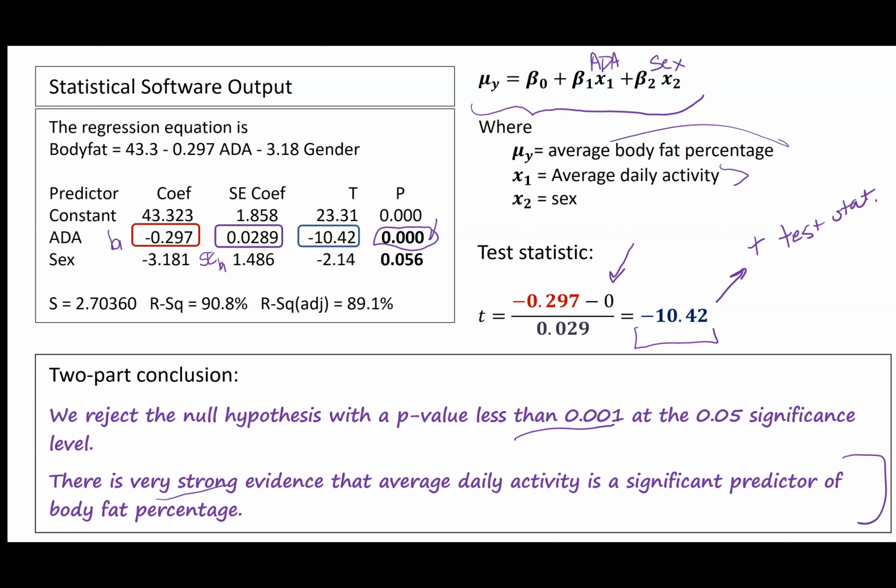So we say how strong the evidence is. We say the variable that we're testing, average daily activity, is a significant, good, useful predictor of whatever the y response variable is. And not only that, after accounting for sex, we still find that it's useful to include average daily activity.